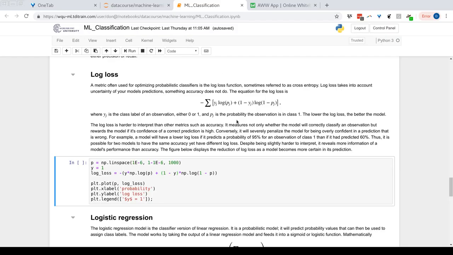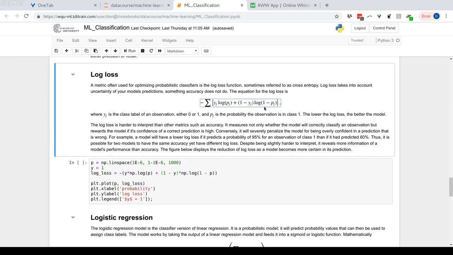Notice where it gets its name, the log. There was a typo in the notebook, but I corrected it there. It should be 1 minus p as opposed to p.